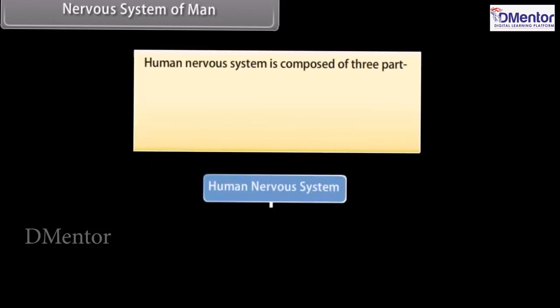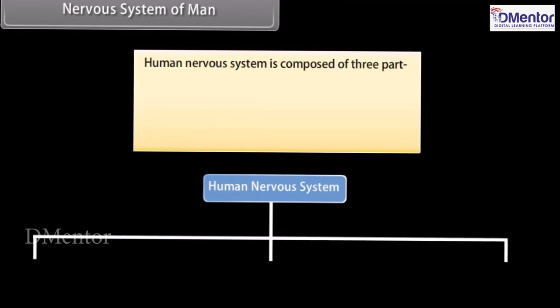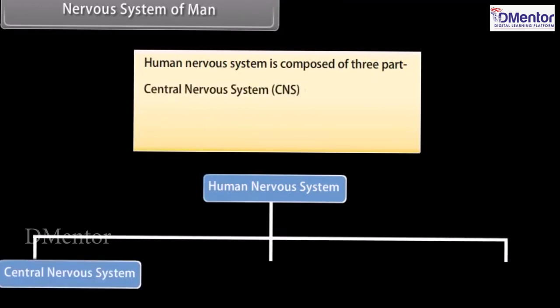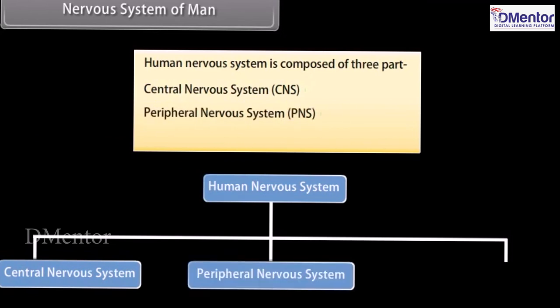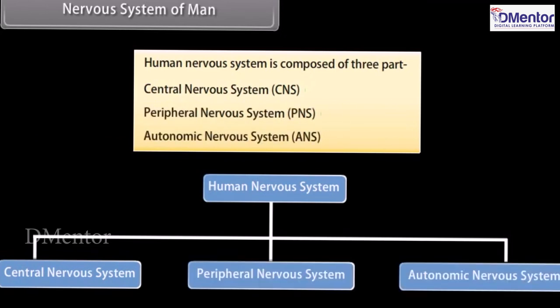The human nervous system is composed of 3 parts: the central nervous system, CNS, the peripheral nervous system, PNS, and the autonomic nervous system, ANS.